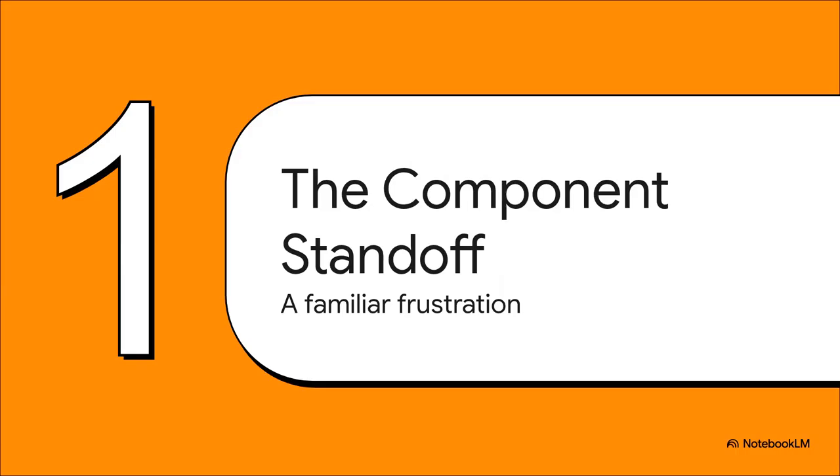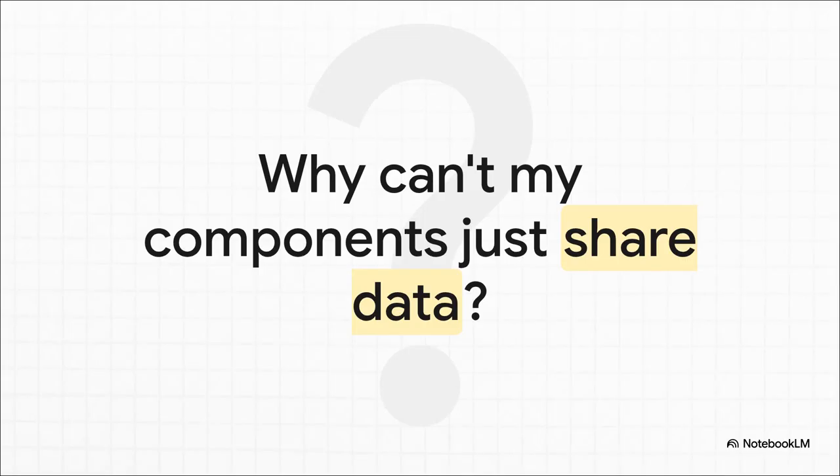You know the feeling. You have an input component over here, a display component over there, and then it hits you. They both need to know about the exact same piece of information. It's a classic, and let's be honest, a kind of frustrating part of learning React. And it always leads to this question, right? You're looking at your code thinking, come on, why can't you two just share the data? They're right next to each other in the code. It feels like they should just be able to communicate. So what's really going on here?